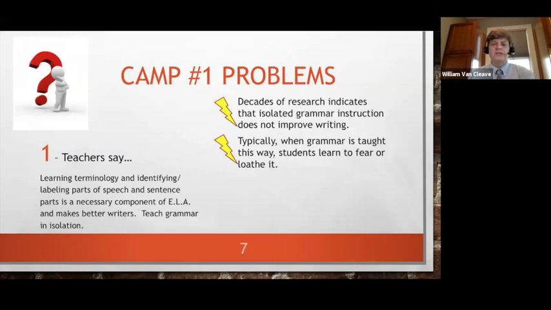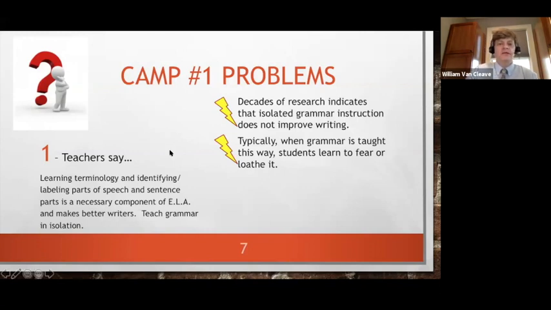And the second problem with this is that typically when grammar is taught this way, students learn to fear or loathe it. And one of the saddest things for me is students who, when you say something about sentence structure or syntax or grammar, they groan or they moan and they say, do we have to? Can we do something else? What have you? And I think there's a way to do this that's not only meaningful, but also interactive and engaging. And that's not going to be underlining nouns in a 50-page packet.